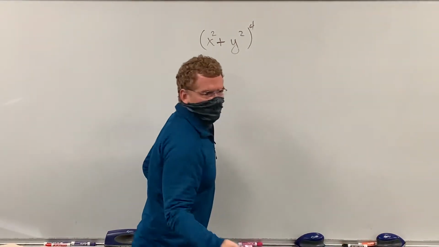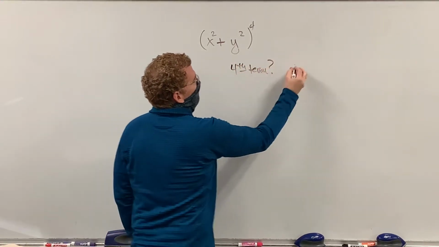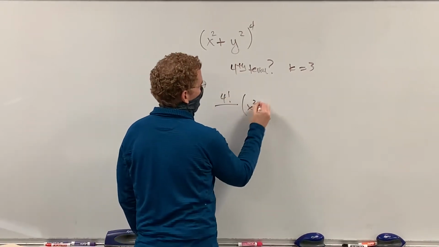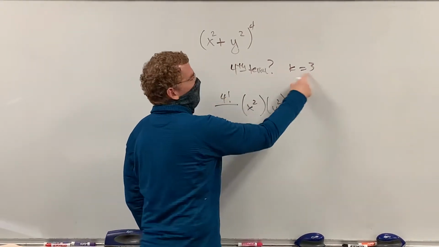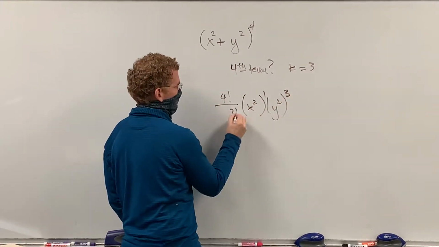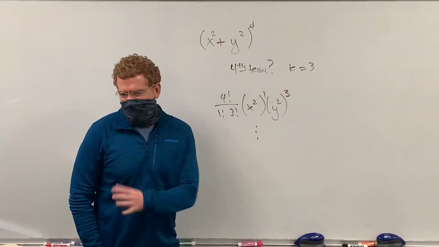I would just ask you for a certain term, and you'd say, all right, if I want the fourth term, then my k value is 3. You'll go 4 factorial. And if the k value is 3, I plug that there. These have to add to 4. And then you'd simplify. Does that help?